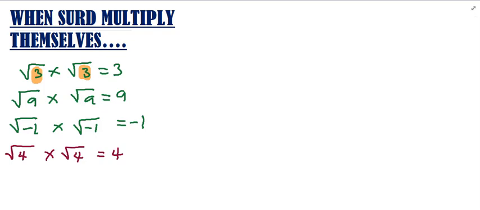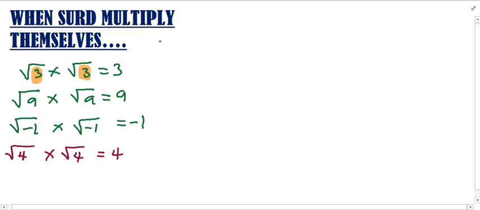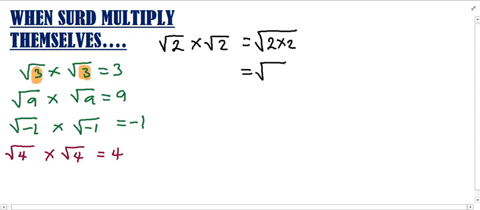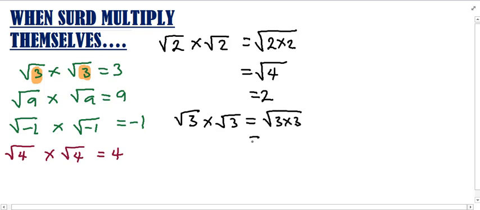So let me prove this with some numbers. So let's say surd 2 multiplied by surd 2. Remember surd rules, because they are multiplying, let's take them together. So it becomes 2 times 2, right? And what is it going to give us? 4. And square root of 4 is what? 2. Okay, let's do it for 3. So surd 3 times surd 3, let's take it together. 3 times 3 is what? 9. So surd 9, and the square root of 9 is what? 3. Same thing happens. Are you getting it now? So whenever a surd is multiplying itself, the result is just that number.